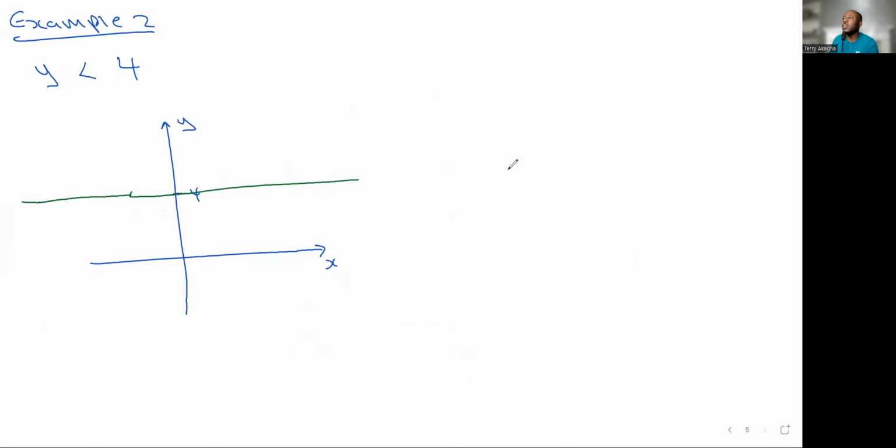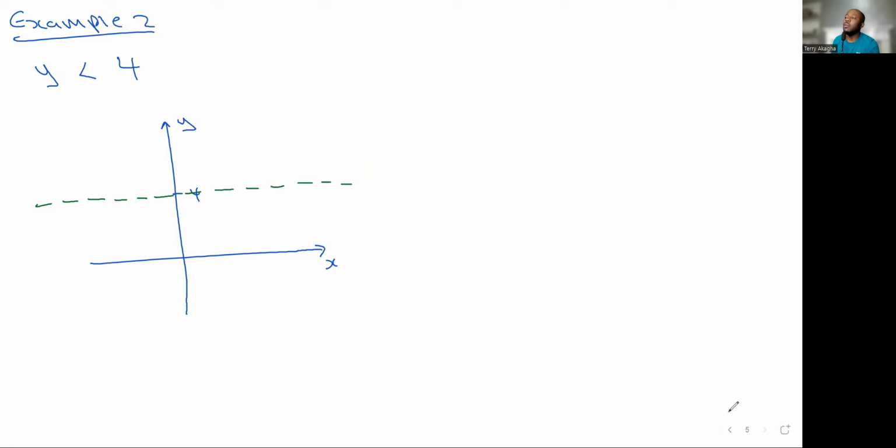A dashed line. Let me clean this. So we're going to use a dashed line now. So instead of having a solid line, we're going to use a dashed line here.